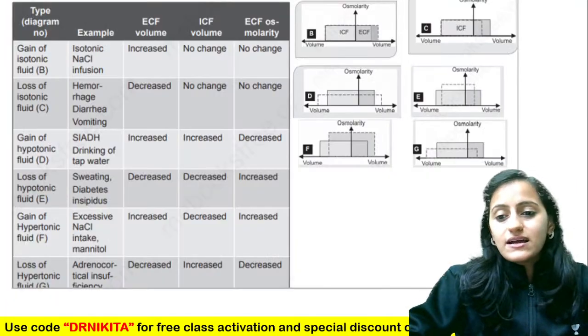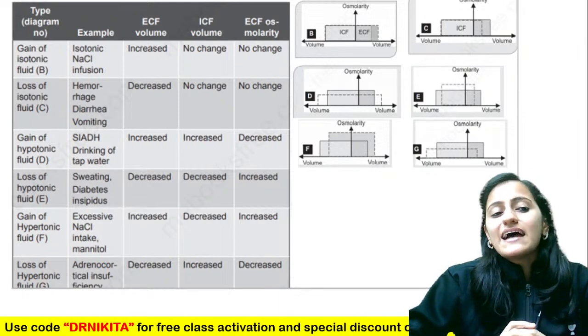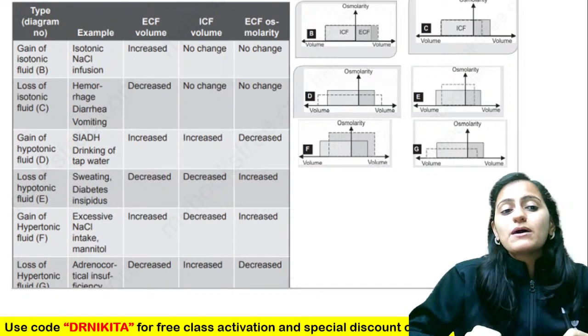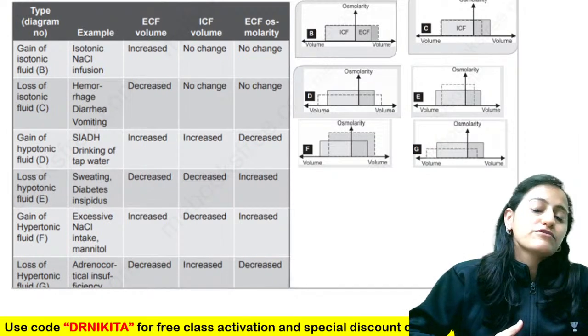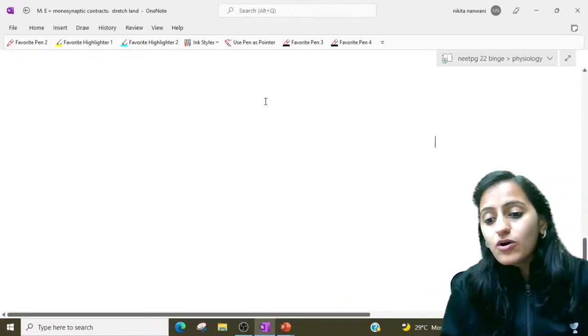All right. So let's start with the discussion of Darrow Yannet diagrams. See, basically in Darrow Yannet diagrams, it is about the loss of fluid or the gain of fluid. And what kind of fluid is the person losing or gaining?